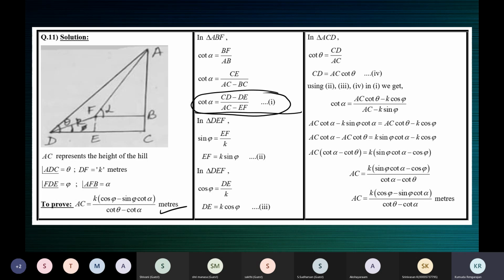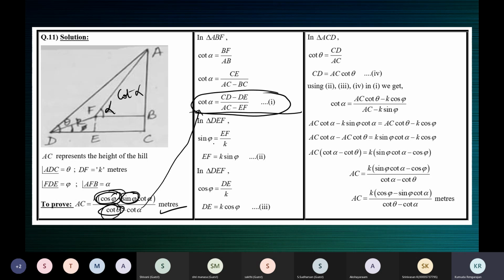So now to proceed, let's find the other ratios. For alpha, we already used cot alpha. Now let's use the other ratios. We have to find sin phi, cos phi, and then cot theta. These are the three ratios remaining to be used. Cot alpha we already used. Now these are the remaining ratios: cos phi, sin phi, cot theta. These we still have to use.